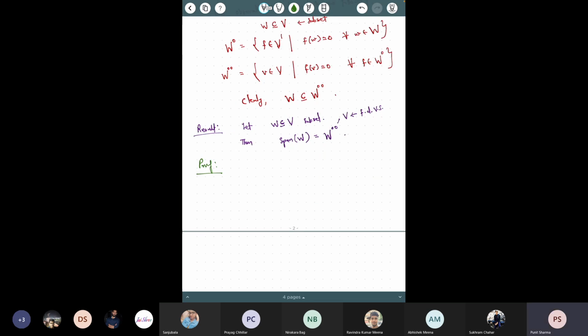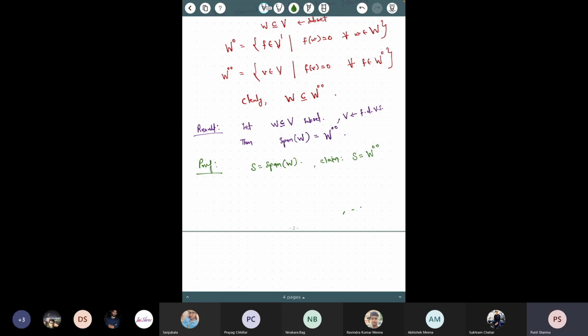There are two sets, and we have to show them equal. One thing is clear from the above observation: we know that W is always a subset of W double annihilator. Let me first write that. Let's say S is the span of W, just to shorten the notation. What is our claim? Our claim is to show that S is equal to W double annihilator.